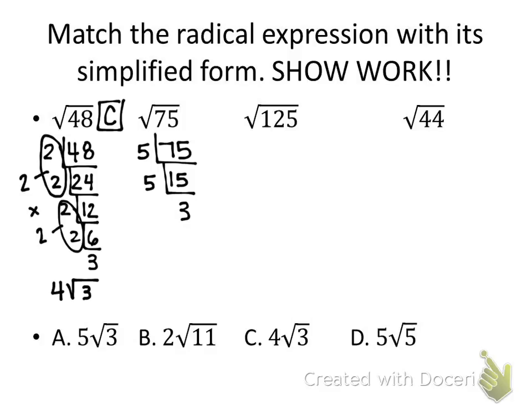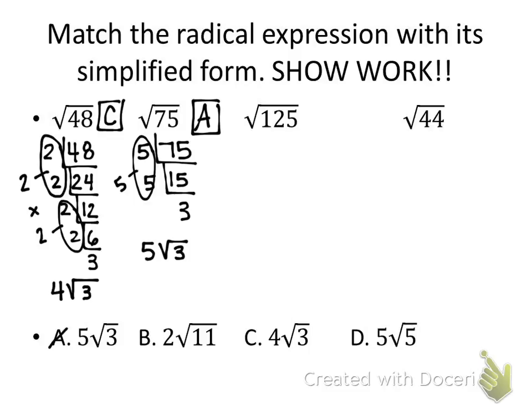I could have chosen 3 and then 5, but then would my pairs have been next to each other? No. So it's just easier to keep with the same number until you can't use it anymore. Okay, so I look for a pair of 5s. I have one. Represents 1 5. And where does that 5 go? Outside or under? Outside. So we have 5 times the square root of 3, which is what letter? A.